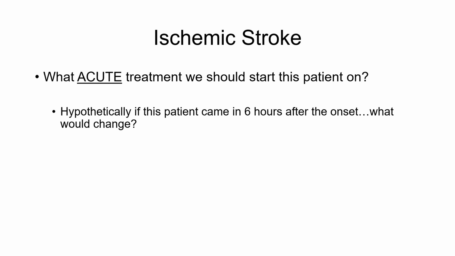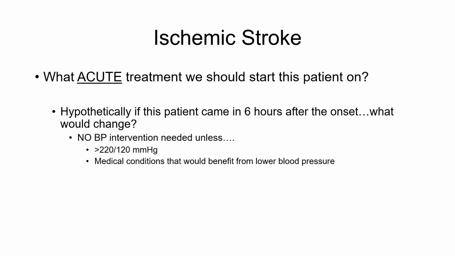Also, in that patient, we wouldn't need to intervene on their blood pressure. So our patient had a blood pressure of 198/96. If they're not a TPA candidate any longer, then the blood pressure guidelines change for them. For a patient that's a non-TPA candidate, we don't need to intervene on their blood pressure unless it's greater than 220/120, or they have some additional medical condition that would benefit from lower blood pressure.